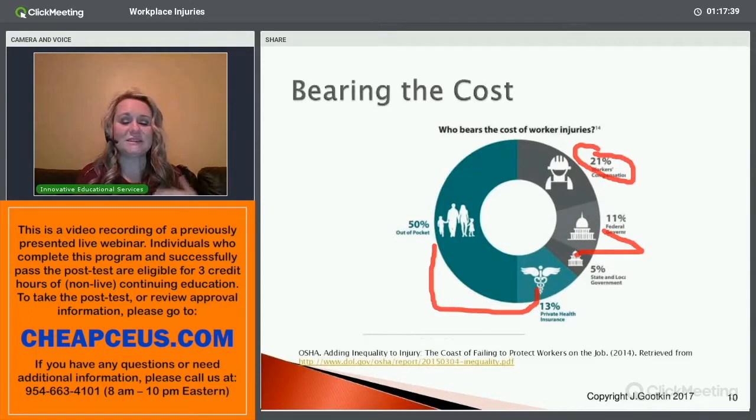OSHA even says that the system is just not working the way that it should. So today we're going to look at ways that we can help improve it, and what employers are doing that we can tap into to maybe break this cycle of workplace injury, particularly for repetitive trauma type of injuries.